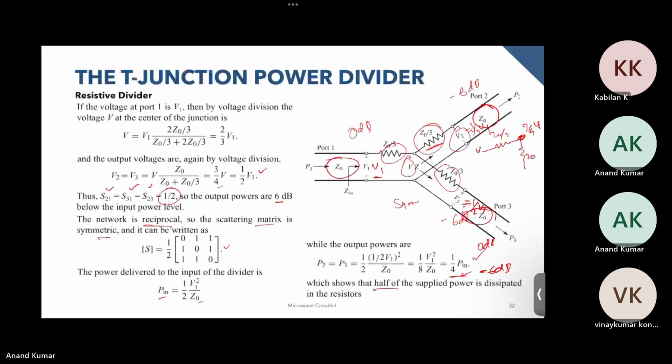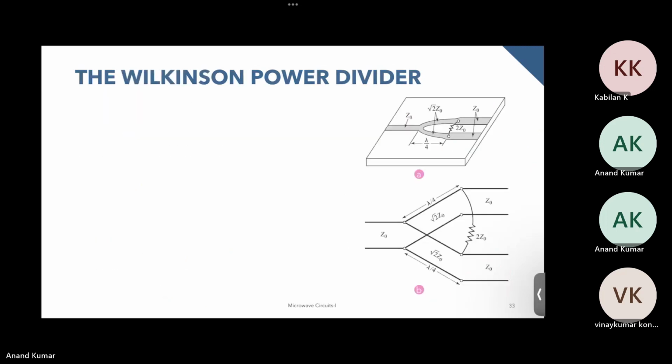So using a resistive power divider, we have designed a network which is matched at all the ports, and which is also reciprocal, but it is not lossless. Not lossless. Okay, so the next topic is the Wilkinson power divider.